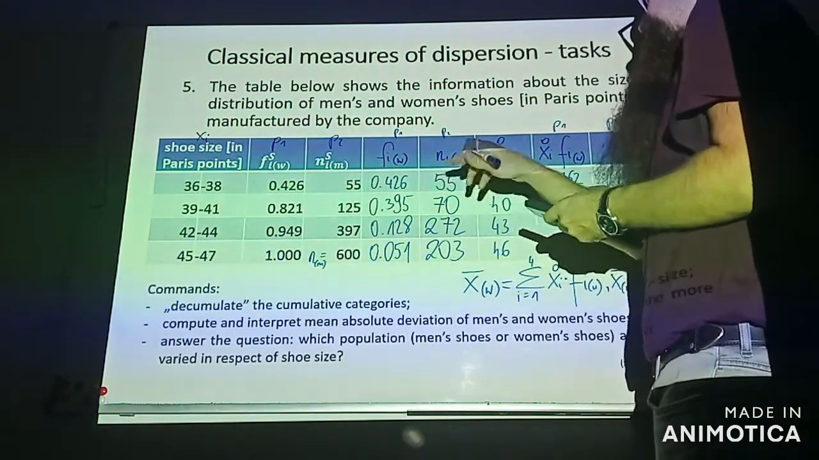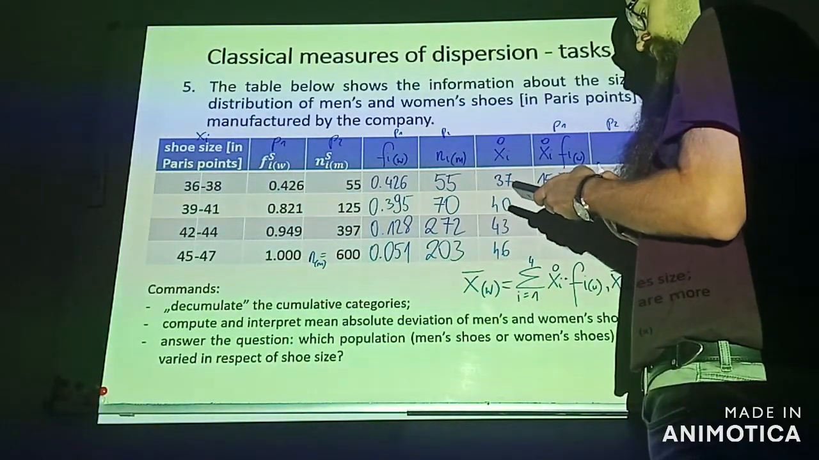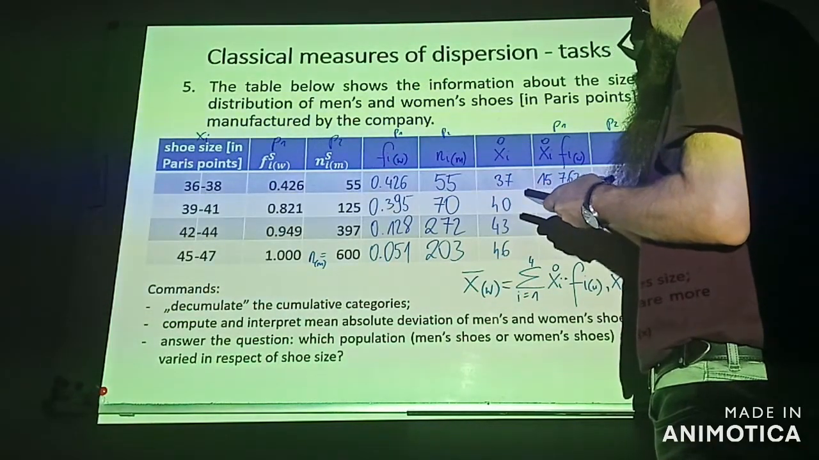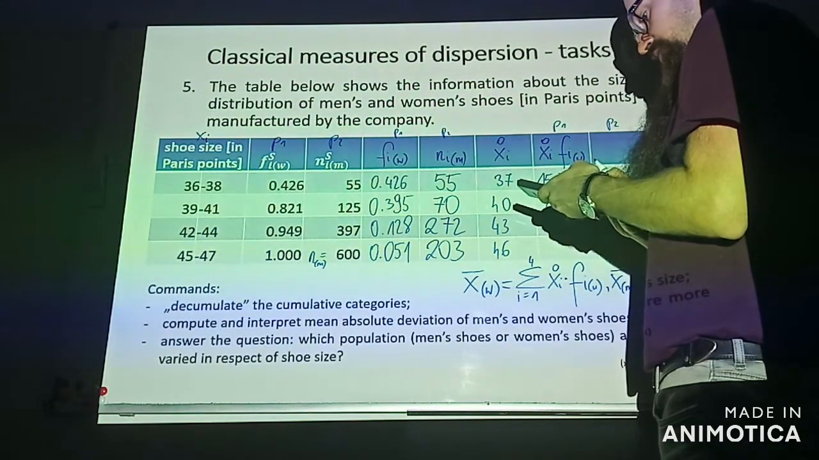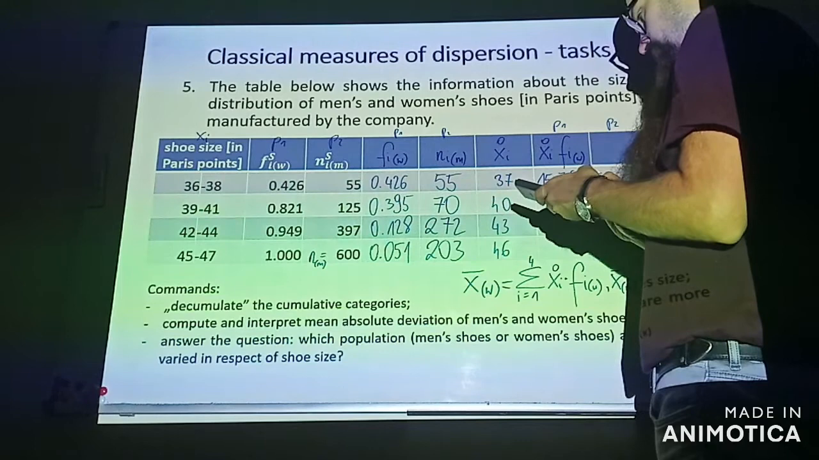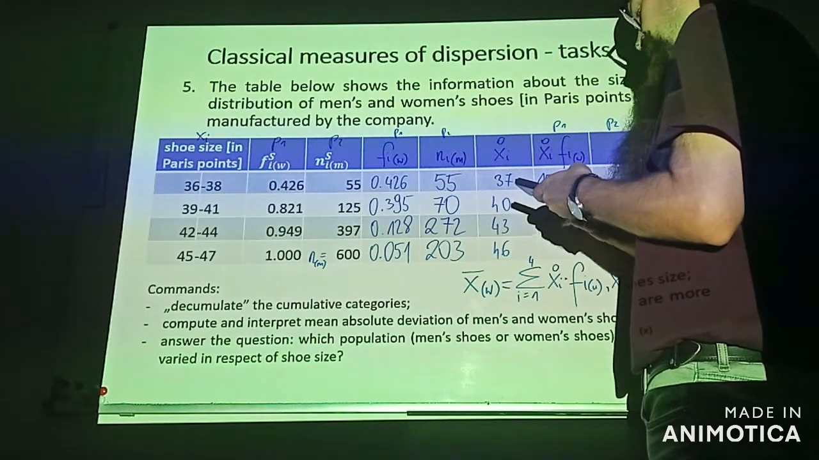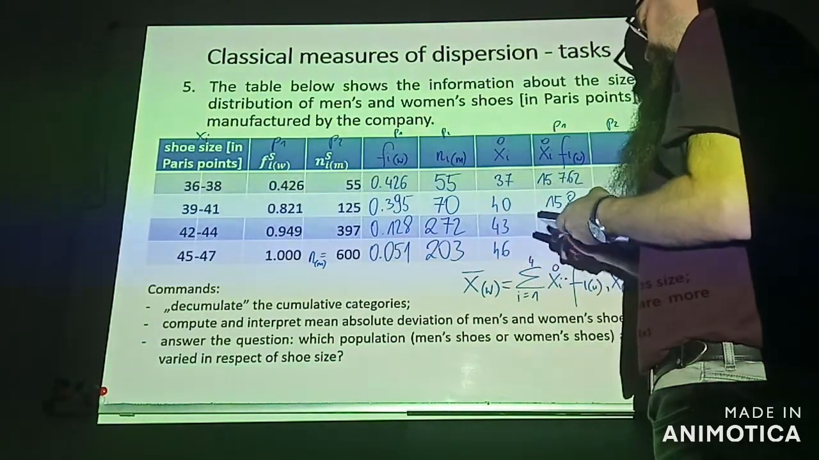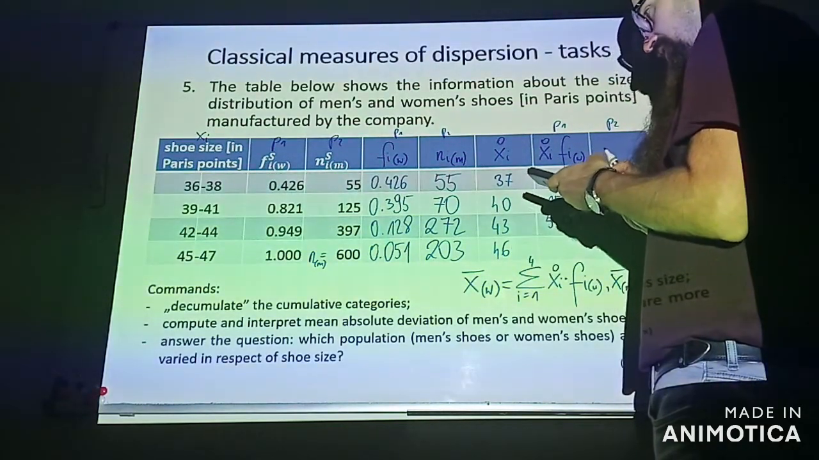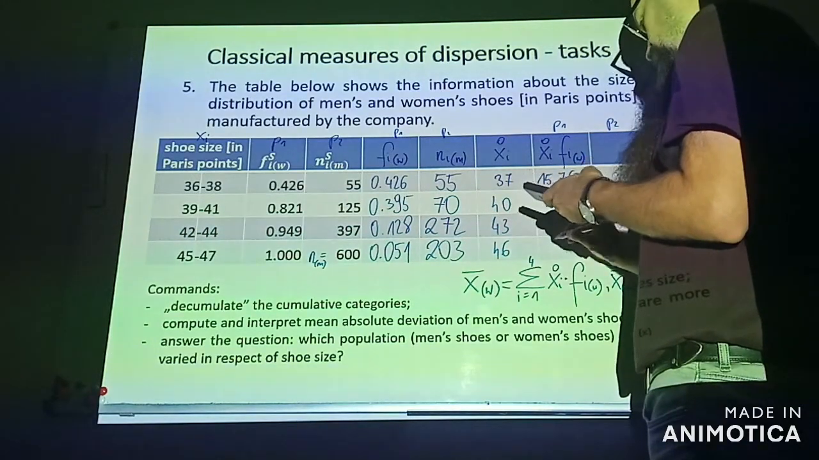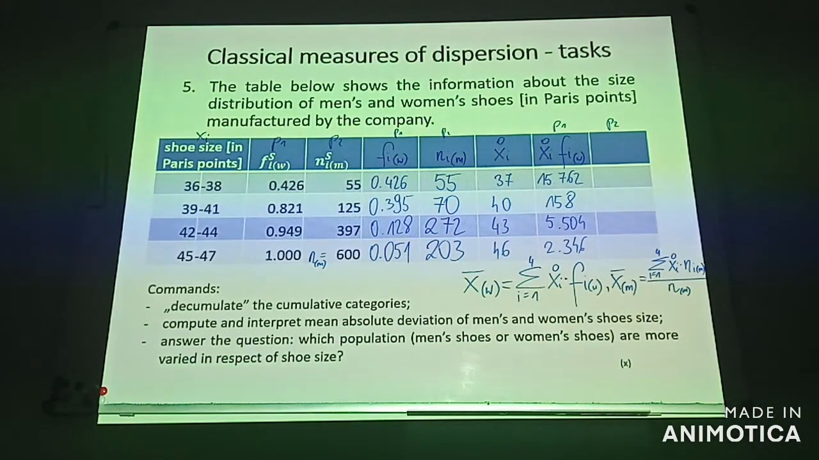15.762. The next value is the product of 40 and 0.395, 15.8. And now I multiply 43 by 0.128, 5.504. And in the last row I have the product of 46 by 0.051, 2.346. Yeah? Alright.